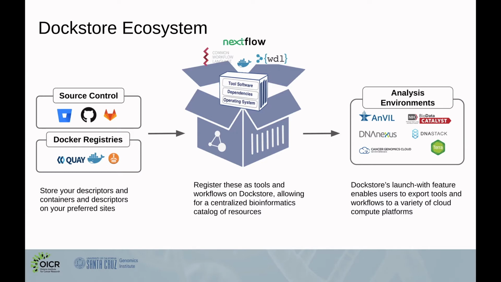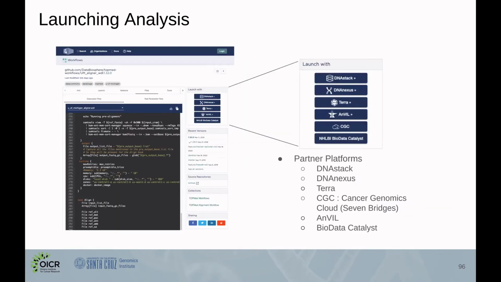Looking a little bit more deeply at launching analysis, once you have a workflow registered on Dockstore, there's a series of buttons on the right-hand side of your workflow, which allow you to launch your workflows in a variety of partner platforms. There's DNAstack, DNAnexus, Terra, the Cancer Genomics Cloud by Seven Bridges, there's AnVIL and BioData Catalyst. In practice, what you want to do rather than run workflows through the Dockstore command line is to take advantage of one of these partners to run your workflow at scale without really having to worry about managing your own cluster or managing your own tooling yourself.